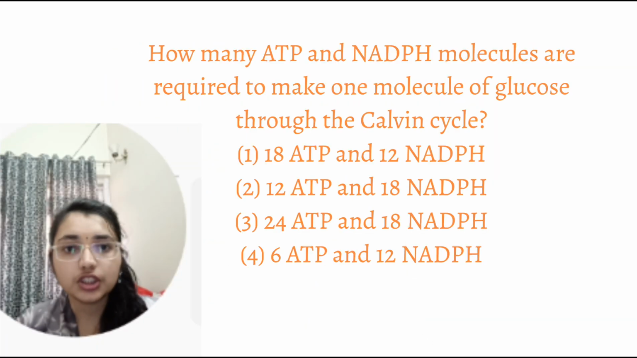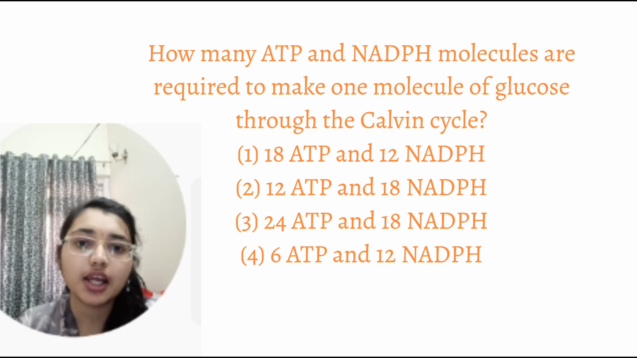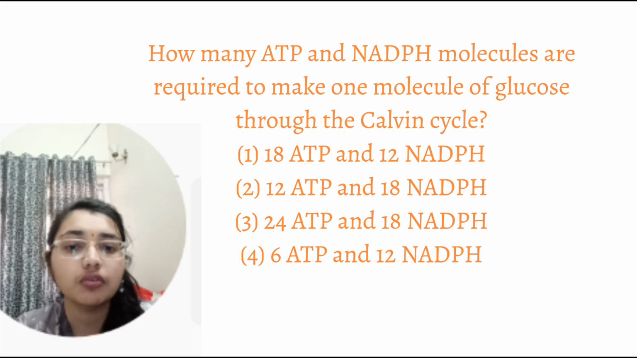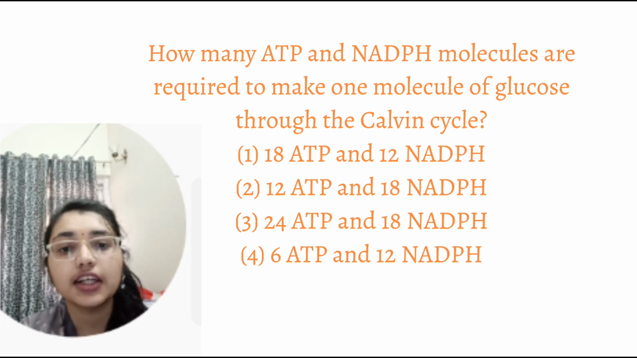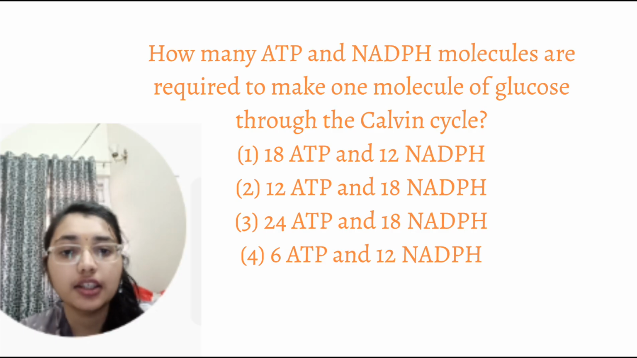Here the question is, how many ATP and NADPH molecules are required to make one molecule of glucose through the Calvin cycle? Option 1 is 18 ATP and 12 NADPH. Option 2 is 12 ATP and 18 NADPH. Option 3 is 24 ATP and 18 NADPH, and option 4 is 6 ATP and 12 NADPH. So here the correct option is the first one, that is 18 ATP and 12 NADPH.